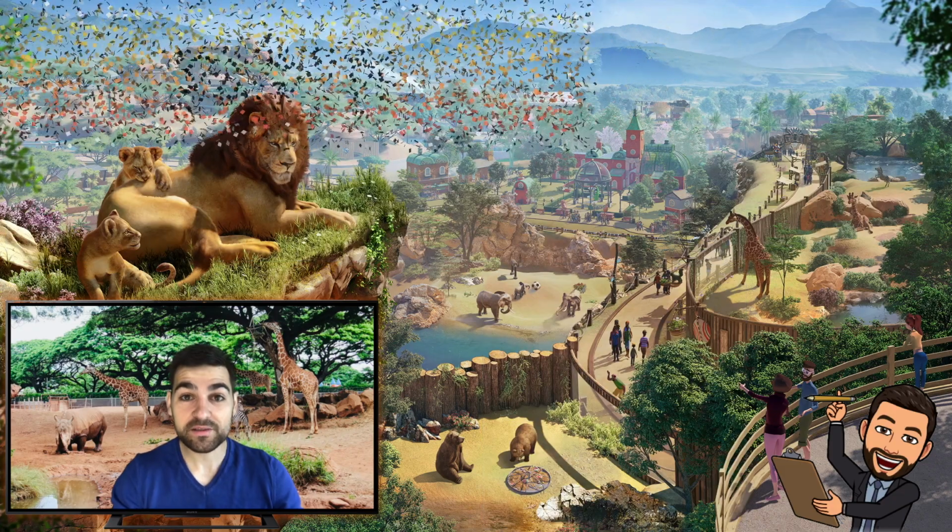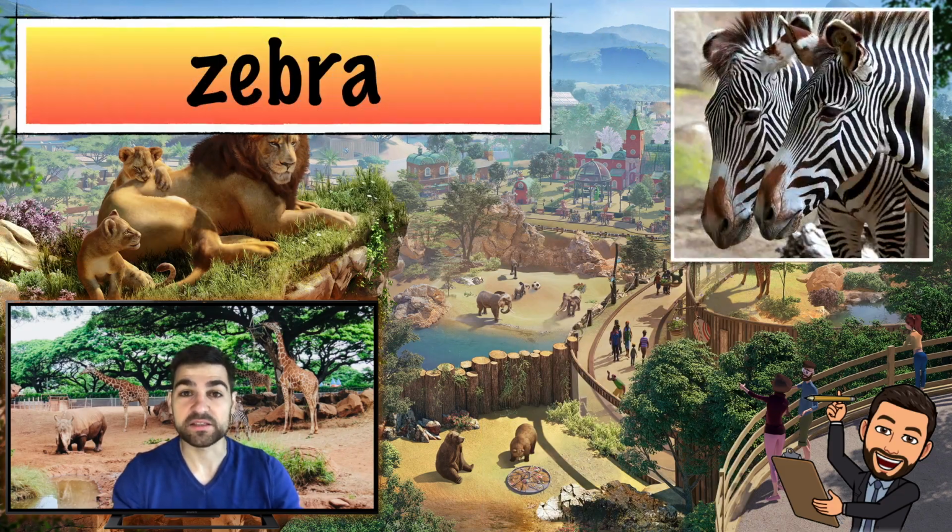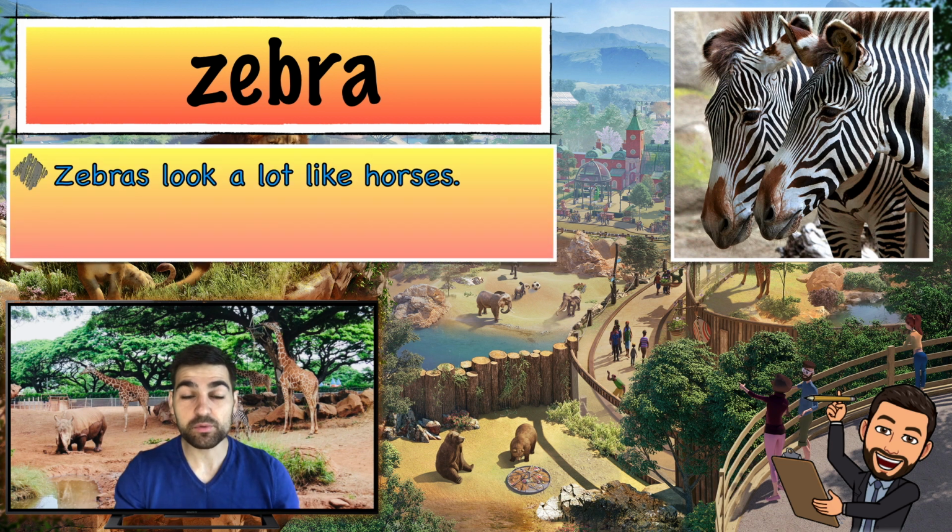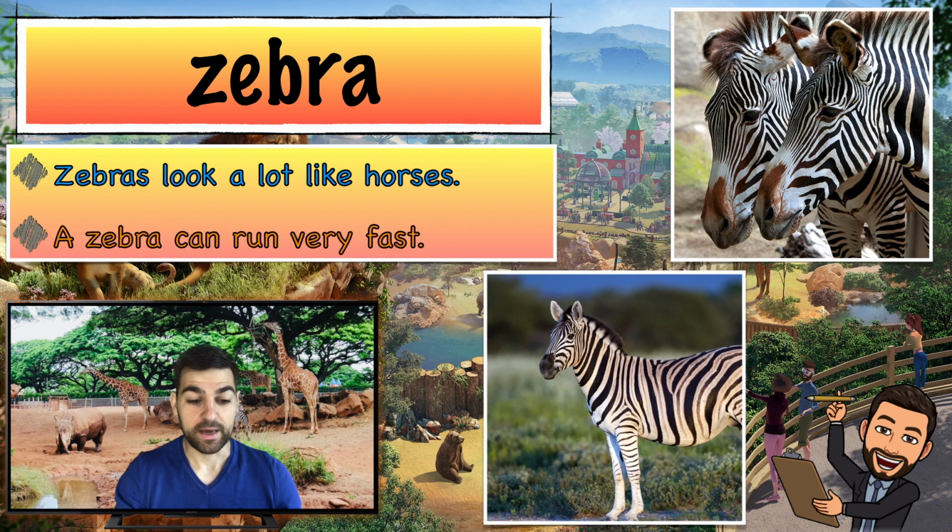And our last animal today is the zebra. Now, zebras are very famous because they are black and white. You can't find a zebra with a different color. So zebras look a lot like horses. And a zebra, just like the giraffe, can also run very fast.